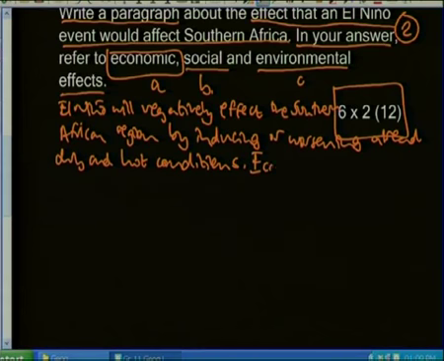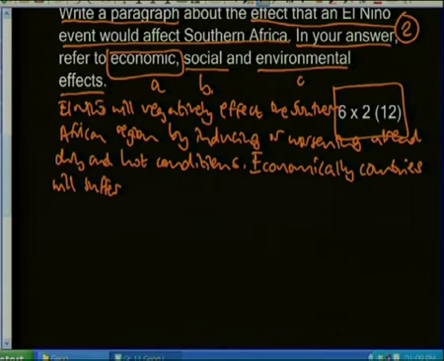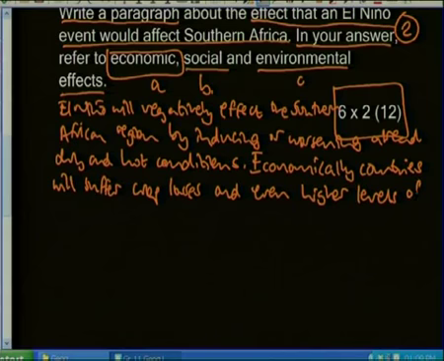Economically, now we start with the first point over there. Economically, countries, and now we're talking about places in Southern Africa, remember, will suffer crop losses and even higher levels of unemployment, because remember, people are going to lose their jobs if the agricultural industry collapses, and they're going to be laid off or retrenched, because when the plants or the animals are dead, you don't need to employ those people to tend to them or look after them because they're gone.